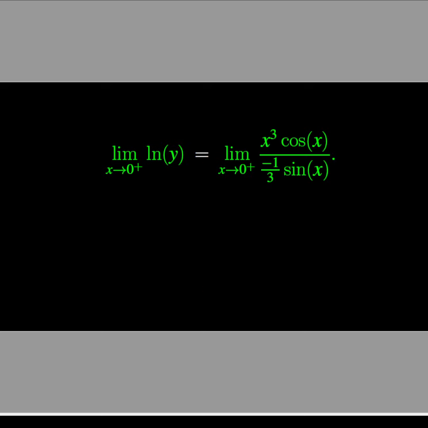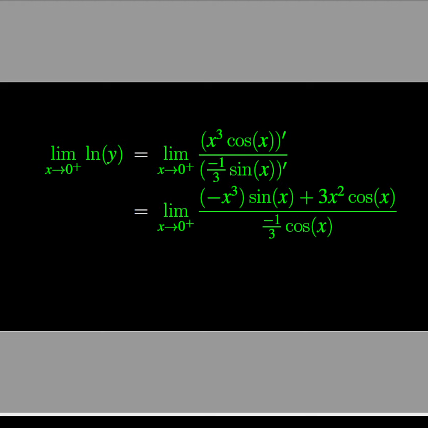We simplify the numerator of logarithm of y as x cubed times cosine of x and the denominator as minus 1 over 3 times sine of x, and take their limit as x goes to 0 plus. We see that both limits are still 0. Therefore, we still have to repeat the process one more time.